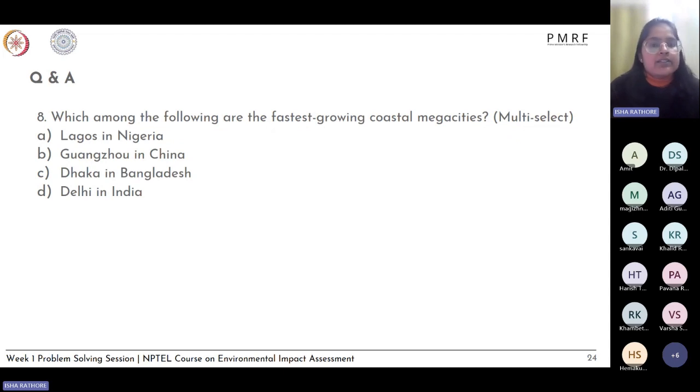Which among the following are the fastest growing coastal megacities? Now this is a multi-select question, so more than one option can be correct. So we have A, Lagos in Nigeria, B, Guangzhou in China, C, Dhaka in Bangladesh, and D, Delhi in India. So more than one option can be correct in this question.